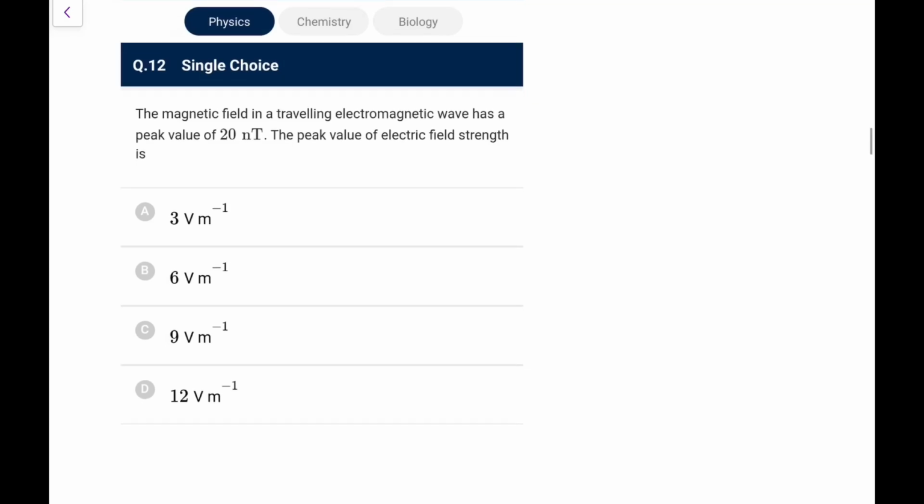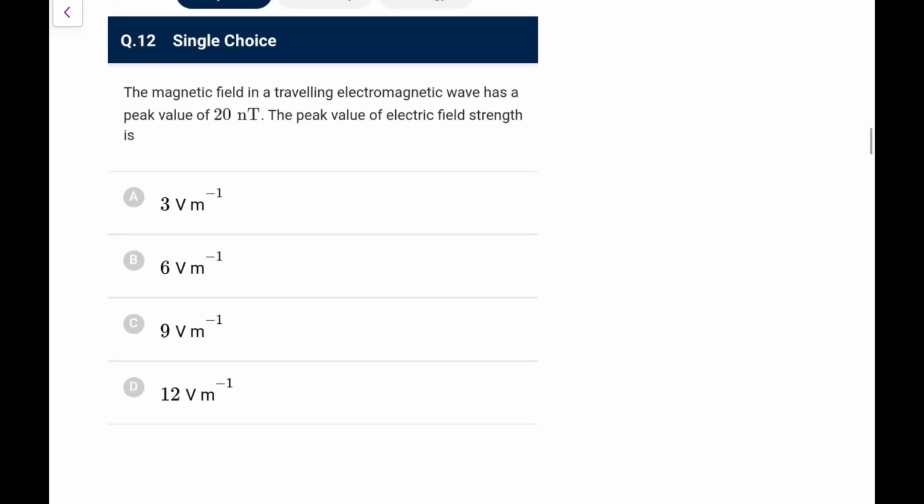Next one. The magnetic field of a traveling EM wave has a peak value of 20 nanotesla. The peak value of electric field strength: you know E naught by B naught is equal to C. So E naught would be equal to B naught into C.